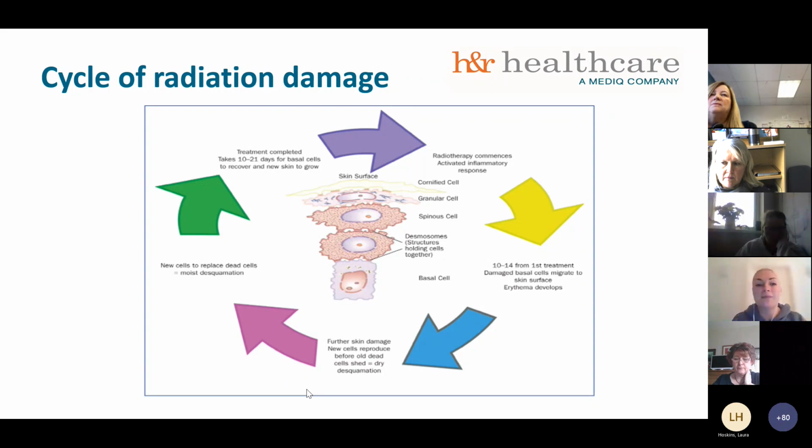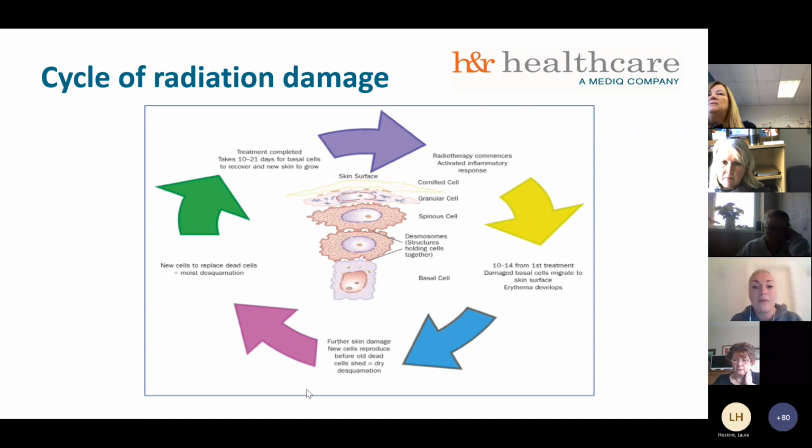So by the time those first damaged basal cells reach the surface, as you can see from the image there, where our yellow arrow is, so about 10 days from first treatment, that's when our first cohort of basal cells, if you like, have managed to migrate to the skin surface. And that's obviously where we see the erythema. So that's the first stage of the acute radiation reaction, just caused by that skin being exposed to the radiation.